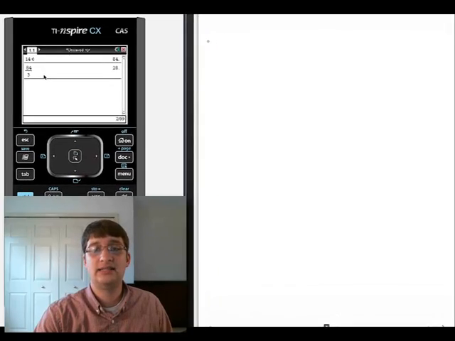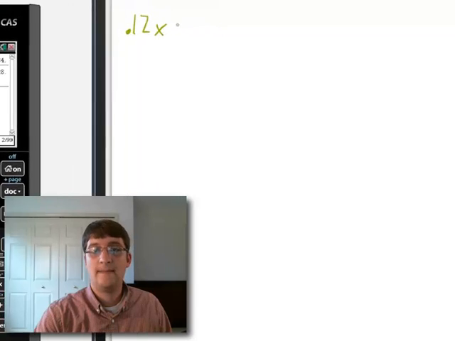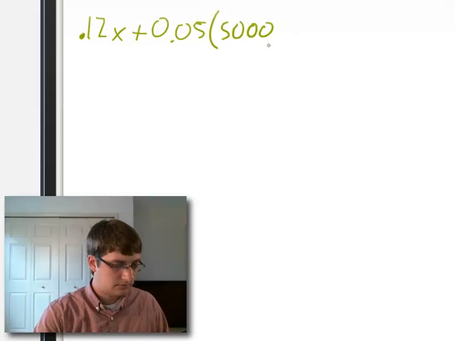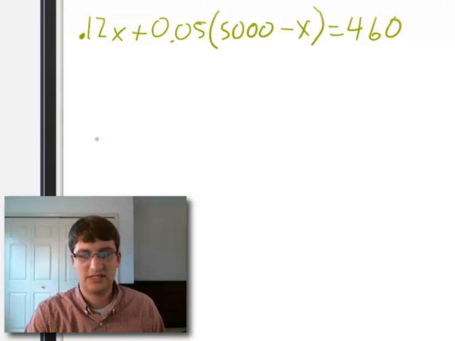To start with, I got a decimal problem for you. So I got 0.12x plus 0.05 times (5,000 minus x) equals 460. Okay, so we're going to try to see if we can solve this equation.